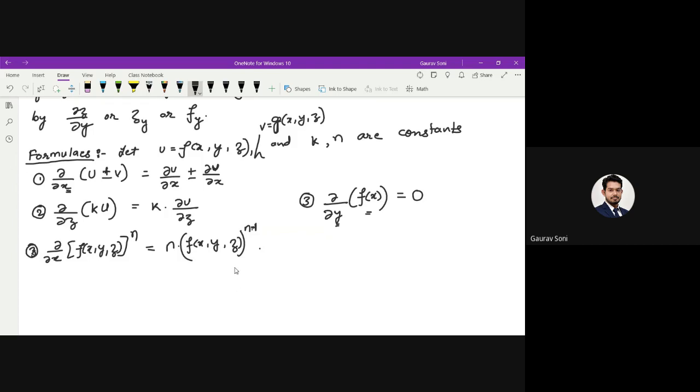Anyone wants to make a change in this? There was a chain rule. So chain rule says that if I substitute this complete thing as say m, then m raised to n gives n times m raised to n minus 1, by chain rule, times partial derivative of f with respect to x. So the same chain rule that you studied for function of one variable in your 12th standard, the same thing will work here.